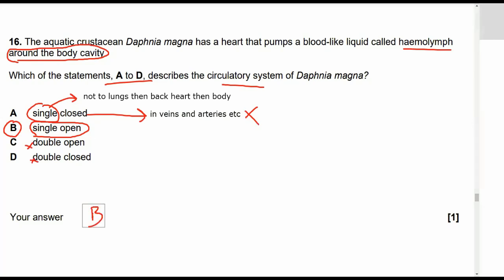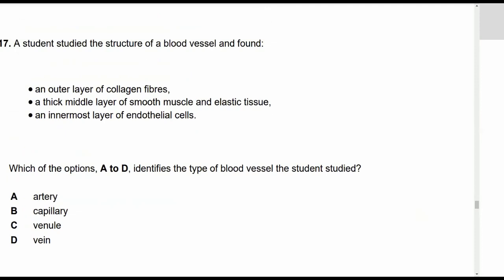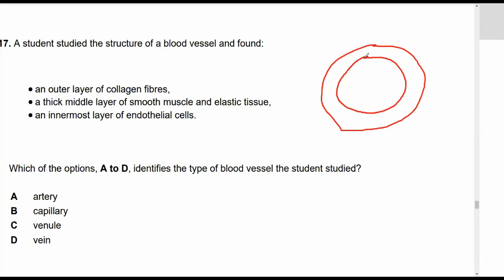The answer is B. Let's move on to 17. A student studied the structure of a blood vessel and found an outer layer of collagen fibers followed by a thick middle layer of smooth muscle and elastic tissue. Sound familiar? And an innermost layer of endothelial cells. Well, when you draw it out and sketch it out as it's said there, you know what it is. It must be an artery, okay?